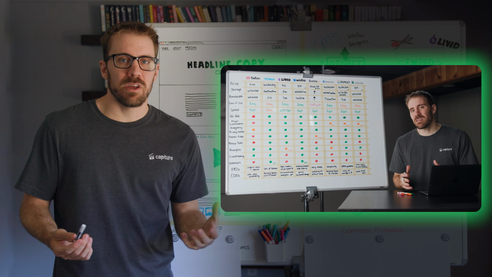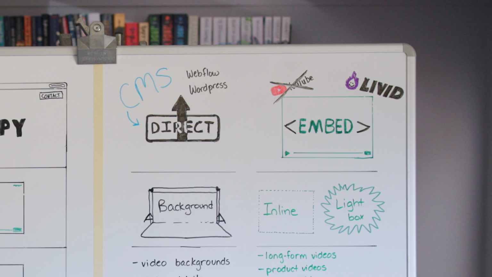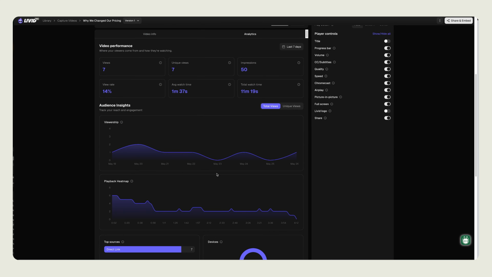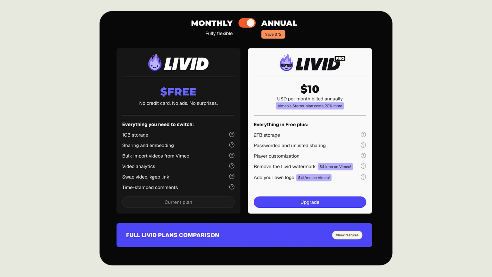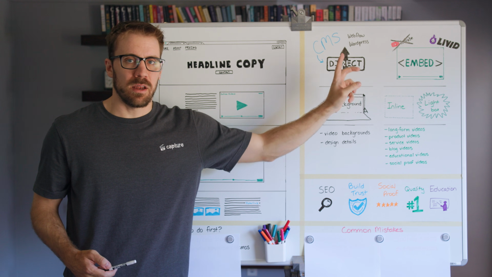I've done a comparison video going over all the different types, but my favorite is Livid. It's a very simple, super affordable $10 a month plan where you can host all your videos and it's really easy to use. So when do you use each of these, a direct upload and an embed?